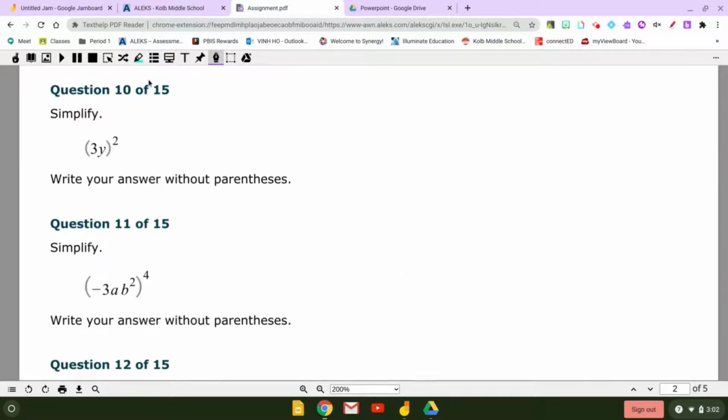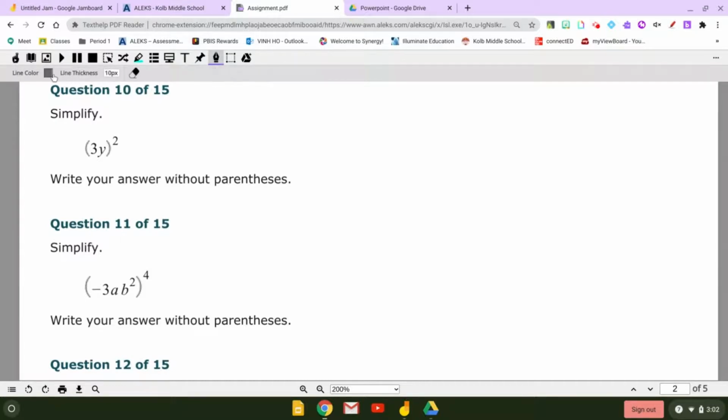So problem 10, same idea. 3 to the first power, y to the first power. So we distribute 2 into the parentheses. That will give you 3 squared, y squared. 3 squared is 9, y squared is y squared. So 9y squared is the final answer.